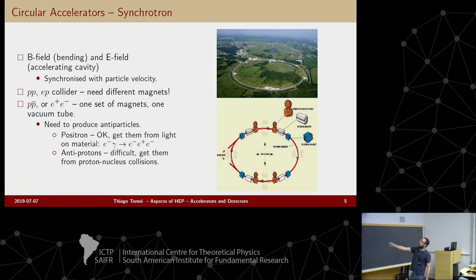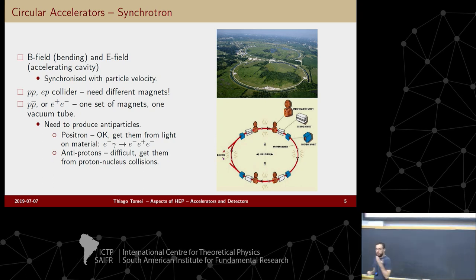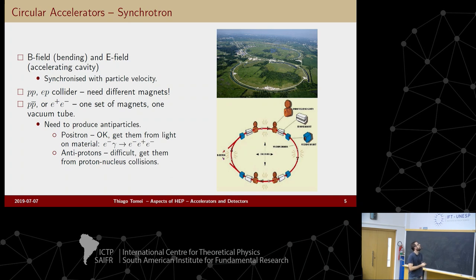If you want, you can set your accelerating elements in a circle and keep the beam circulating over and over again, crossing the beams and having collisions with the same beam again and again. Which is, in a sense, much better, except for some problems that we will see later.